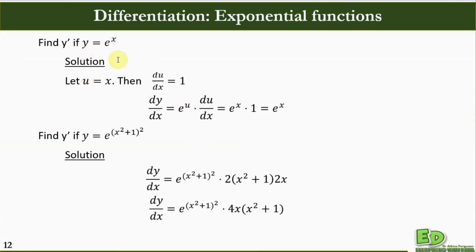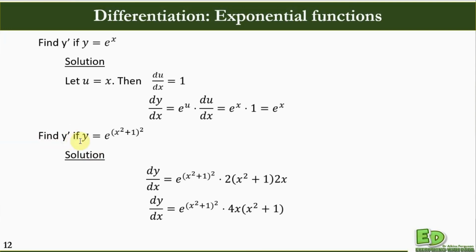u is what is on top of the e, so u is equal to x. du over dx, the differential of x here, is 1. So to find dy over dx simply means keep the function as it is, because if you differentiate, you get the same thing. Then you multiply it by the differential of what is on top, i.e. x, which is equal to 1. e to the power x times 1 gives you e to the power x.